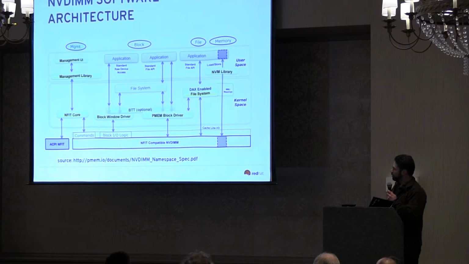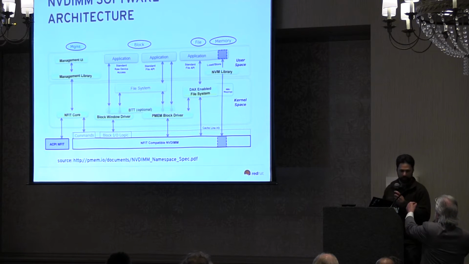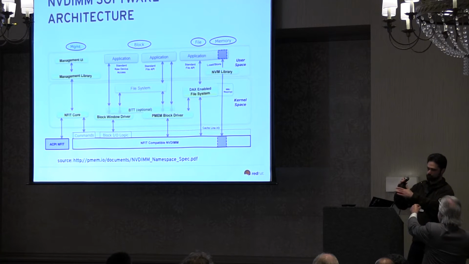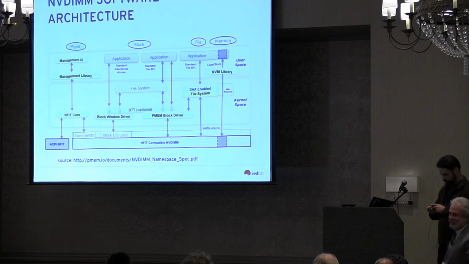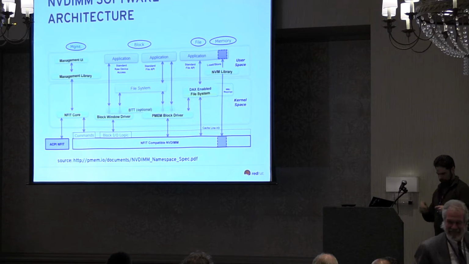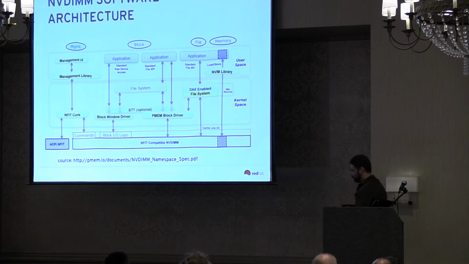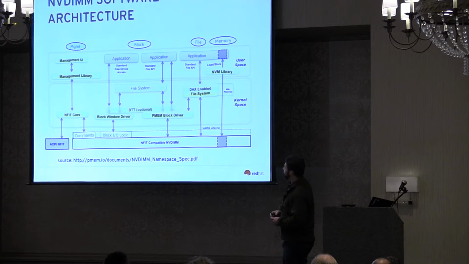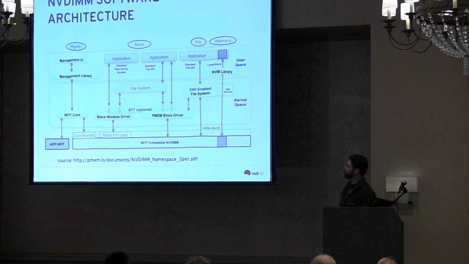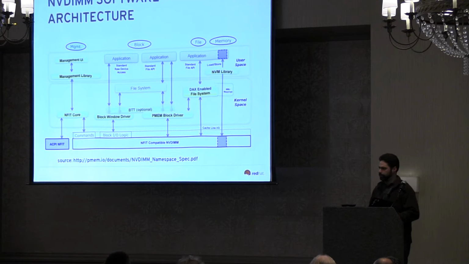On the far left, you have the management tool chain. That would be libraries and utilities on top of it. You have traditional file systems layered on top of the BTT in the center. To the right, you have a DAX-enabled file system, and that's what we saw earlier, setting up these MMU mappings for the use of the persistent memory programming API. And then, of course, in user space, you have some libraries for abstracting away all of the intricacies of accessing NVM.